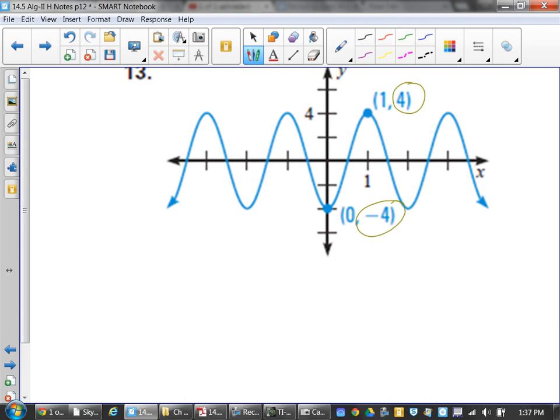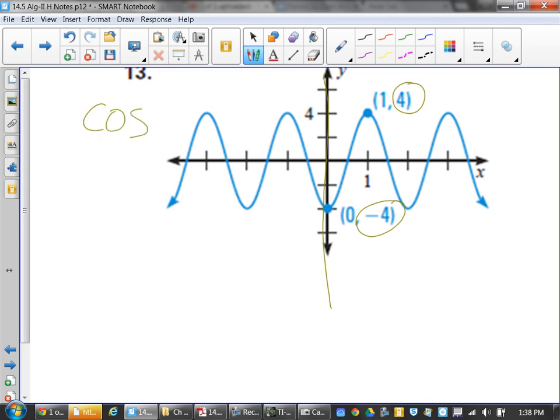Then how do you know where this one starts? If you go back to the axis, does it start at the origin, or does it start at maximum or minimum? We've already identified that there's no k value, so this one's either going to start at the origin or a maximum or minimum. Which one is it? That starts at the minimum, so therefore what graph is it? Cosine. So this has to be cosine.